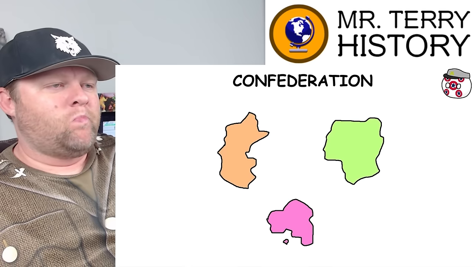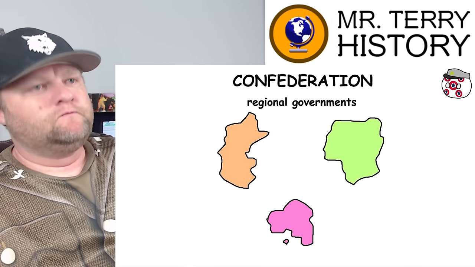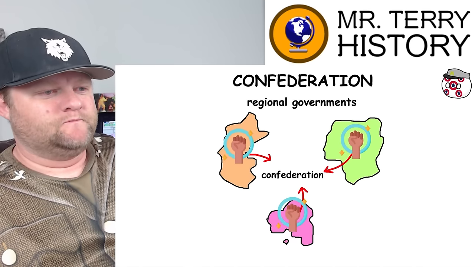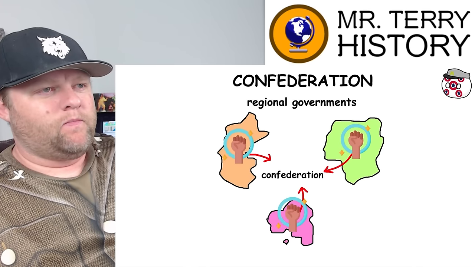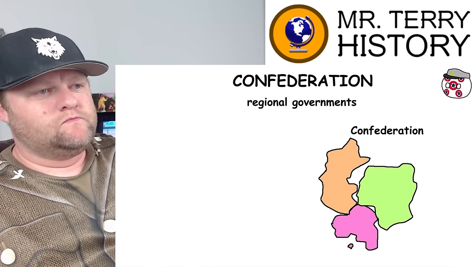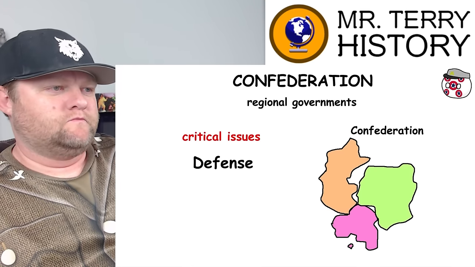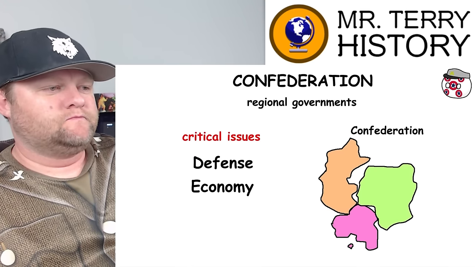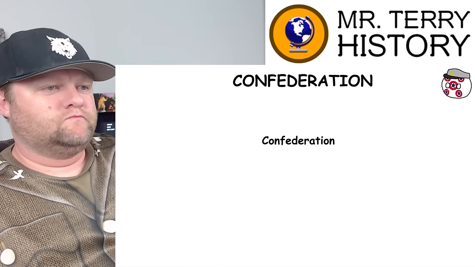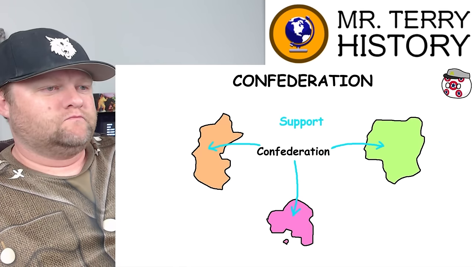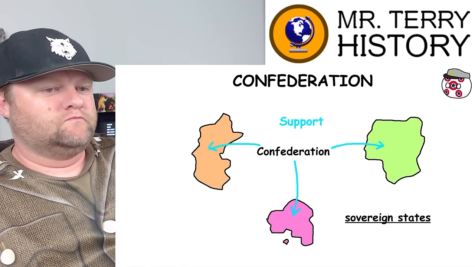Confederation. It's when a group of regional governments are united under a weak confederal government for some purpose where common action is needed, but they still have equal or more power than it. Confederal governments are usually created by a treaty to face critical issues such as defense from foreign enemies, economic problems, etc. The central government is required to provide support to all of its members, which are still sovereign states.